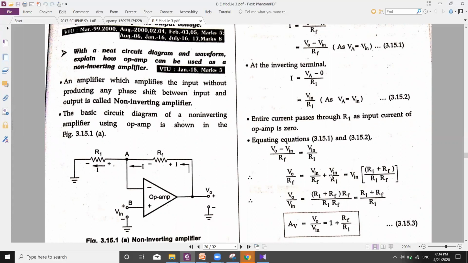Now what is the common over here? V in. So take it out. We'll have 1 divided by RF plus 1 divided by R1. Now if you take LCM as R1 RF, in the numerator we'll have R1 plus RF. Basic mathematics you'll be knowing.